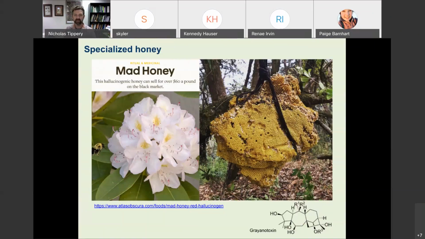So kind of connecting back to secondary compounds, this is an article about, I mentioned before with the secondary compound topic, molecules that can find their way into honey. So mad honey here is the result of a toxic compound in the flowers of this plant. And apparently you can sell it for a bunch of money, $60 a pound.